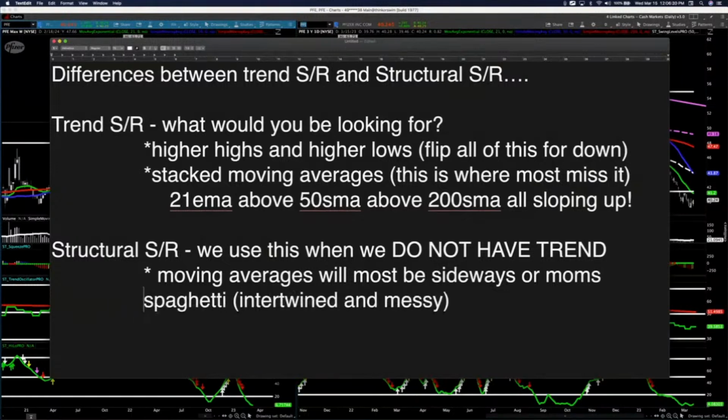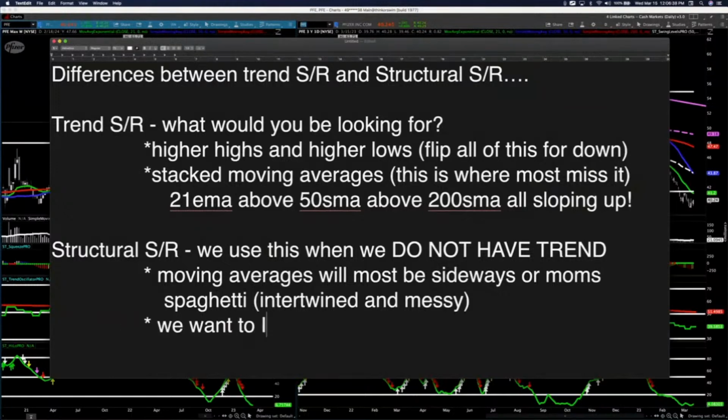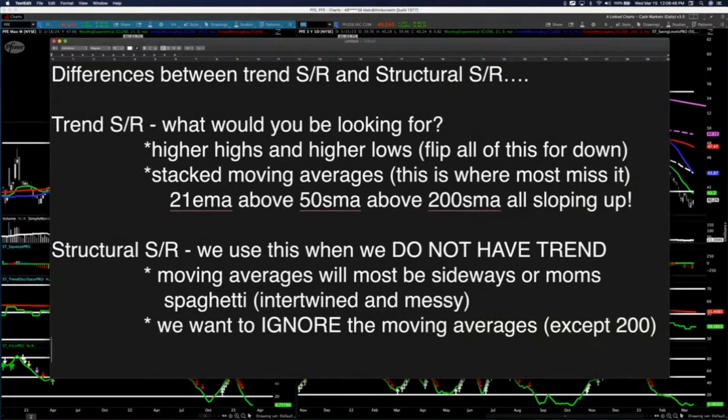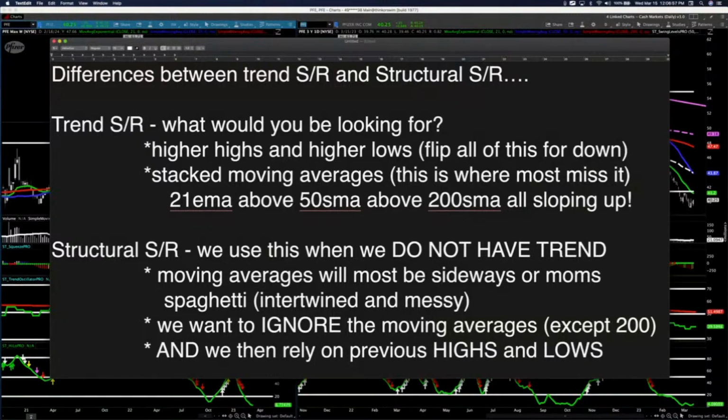That's the technical term for it. And in that instance, we want to ignore the moving averages, except the 200. And we then rely on previous highs and lows. So pretty simple stuff there, right? Pretty simple stuff. If you have trend, you can use the moving averages. If you do not have trend, ignore the moving averages, use structural support and resistance.